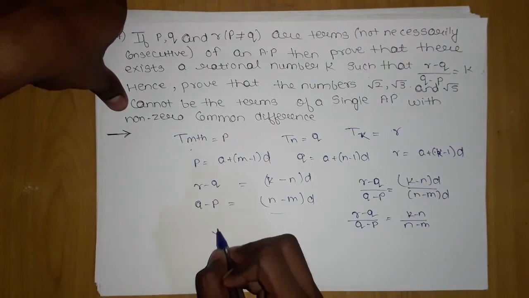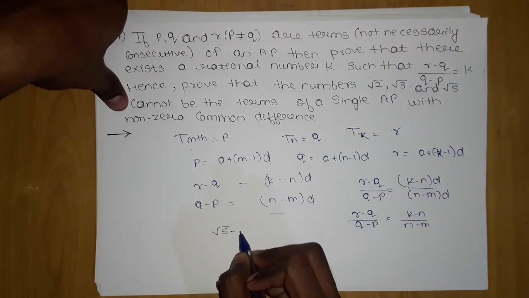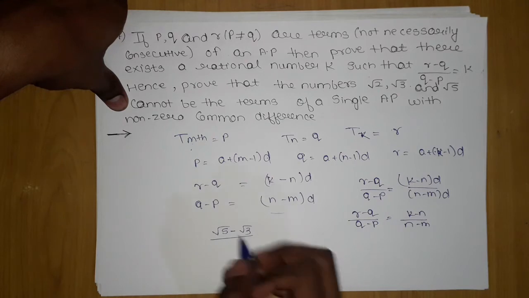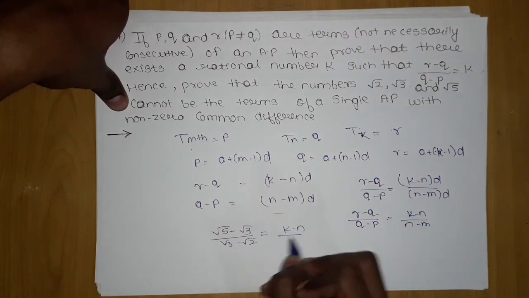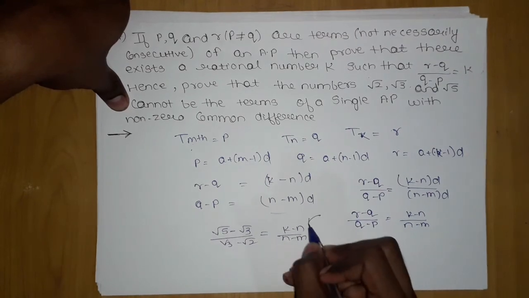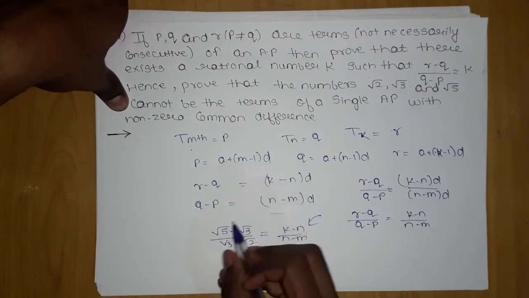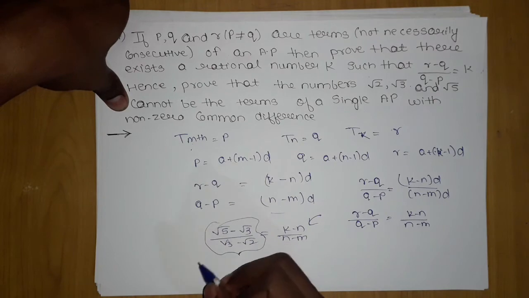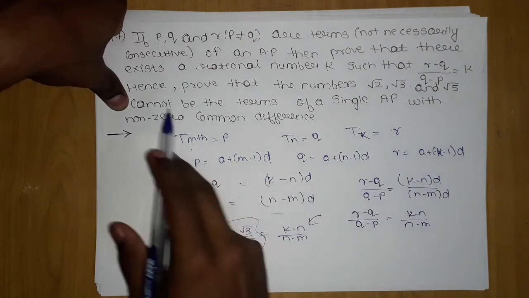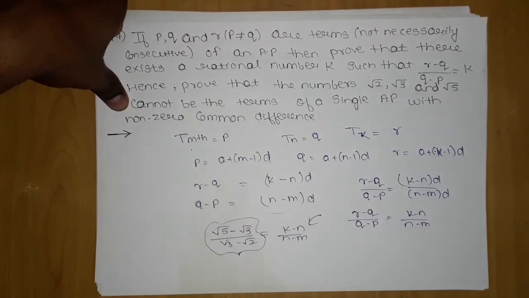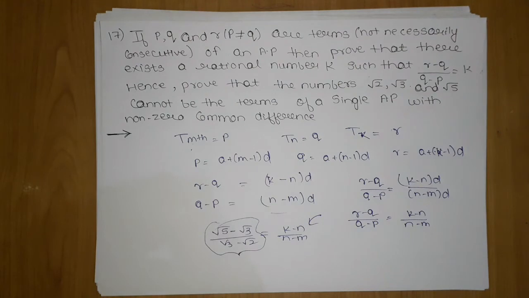So (under root 5 minus under root 3) upon (under root 3 minus under root 2) should be equal to (k minus n) upon (n minus m). But these are integers, and integers cannot give an irrational number. So it is not true, they are not satisfying the condition, so these cannot be the terms of a single AP. This condition was the main thing you need to realize.